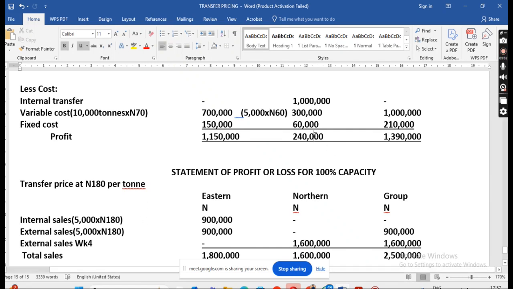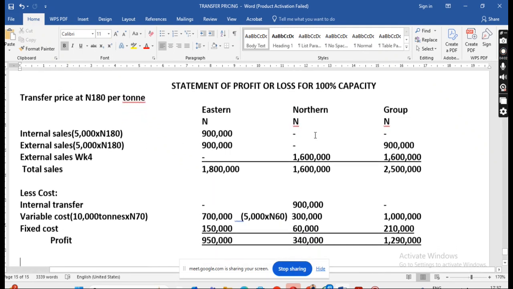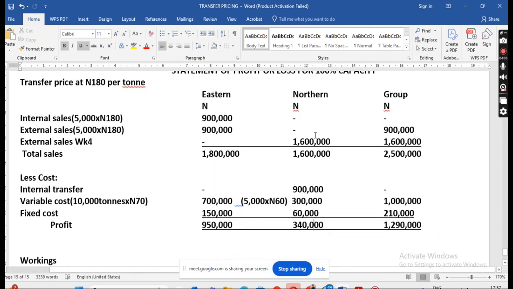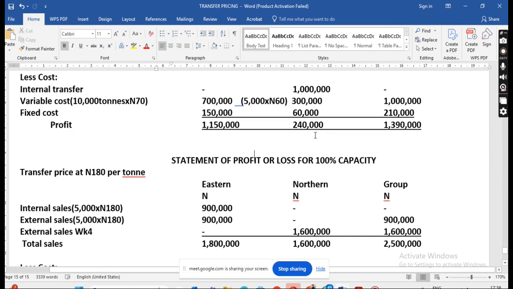Then the profit of the northern becomes 240, while the profit of the eastern, which is the selling division, keeps increasing. Then when it is 180, what happened to the profit? The profit of the northern division increases, right? Increases.